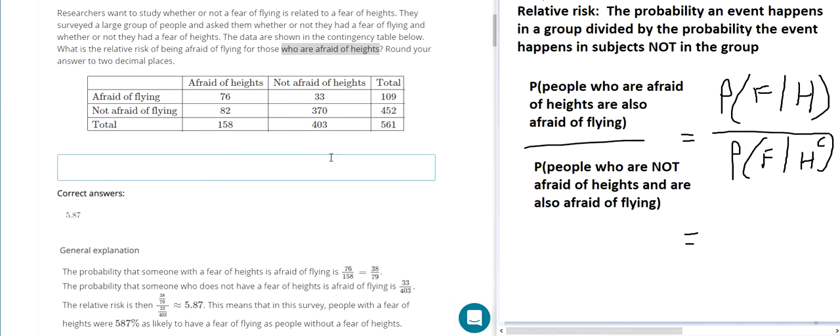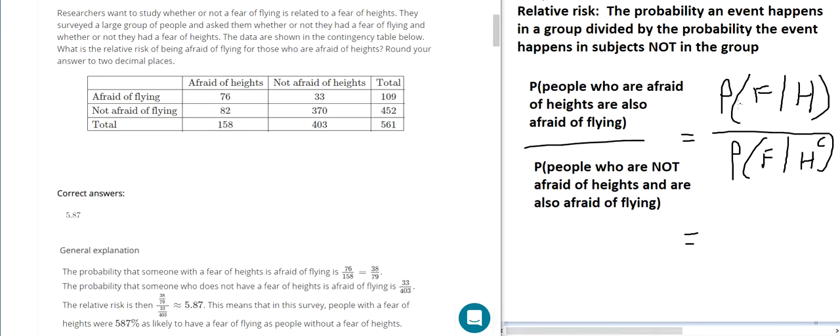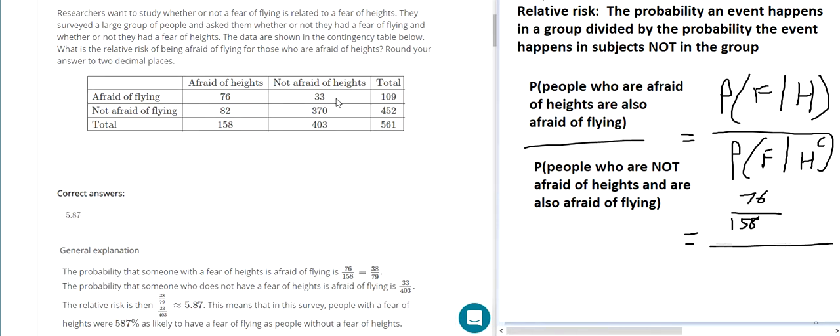And so to do that with a contingency table, this conditional probability means you just look to this column, afraid of heights, not afraid of heights. 76 out of 158 people that are afraid of heights were also afraid of flying. That's this top probability up here. And then we need to divide that by, there were 33 people that were afraid of flights out of a total of 403 people that were not afraid of heights.